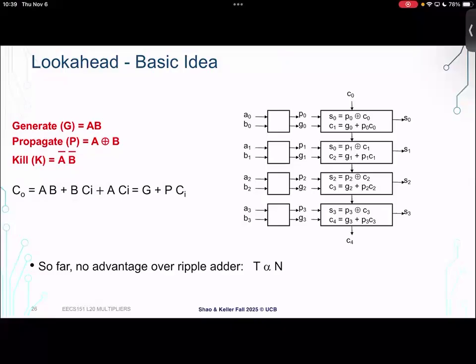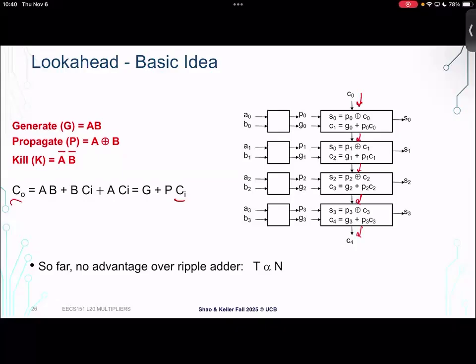And then we know that based on each stage's carry in, you can use propagate and generate to calculate the carry out, right? So carry in 0 comes in. We can use propagate and generate to calculate carry in 1, carry in 2, carry in 3, carry in 4.